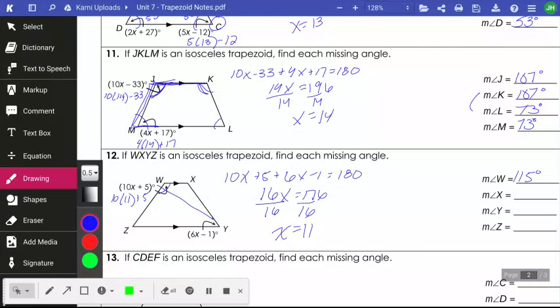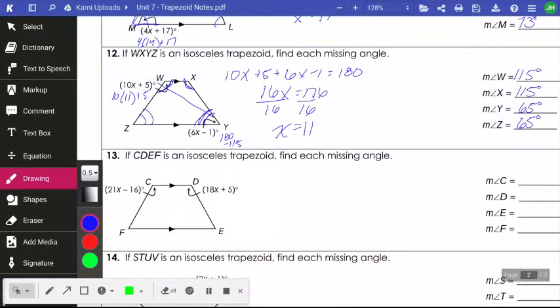If angle W is 115 degrees, angle X is also 115 degrees because they are base angles. Okay. If I know angle W, I can find angle Y because I can subtract from 180 and get it. So 180 minus 115 is going to leave me with 65. Or I could plug it into the equation. 6 times 11 minus 1 is 65. So we checked it. And angle Y and angle Z are base angles together, so they're also congruent.